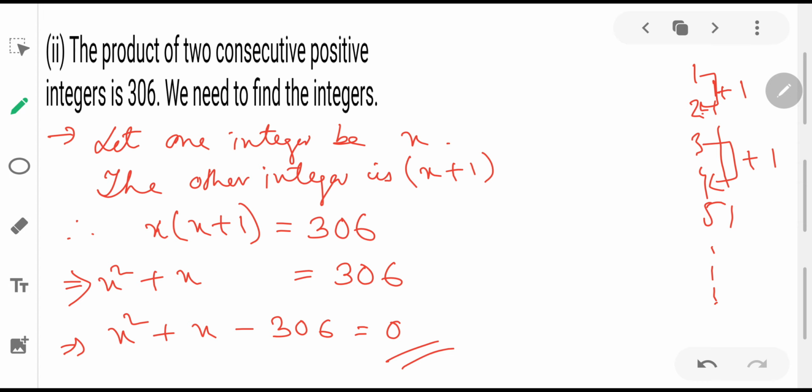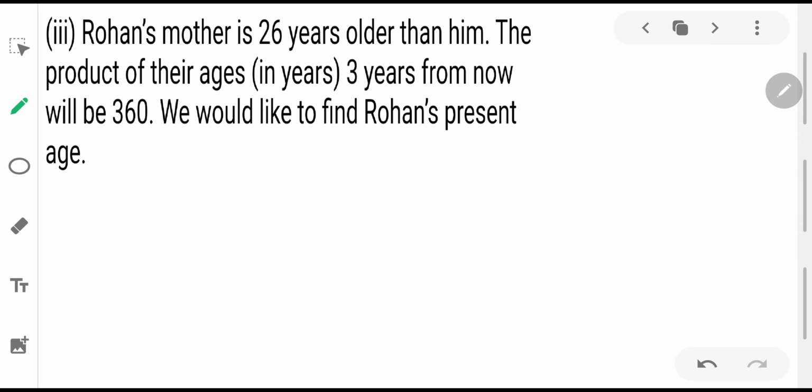Now, we need not solve the quadratic equation. It has been asked in the question to just put it in the form of quadratic equations. Let us go to the next question, which is: Rohan's mother is 26 years older than him. Older means bigger. Rohan's mother is 26 years bigger as compared to Rohan. That means if Rohan's age is 1 year, Rohan's mother's age will be 1 plus 26, that is 27.